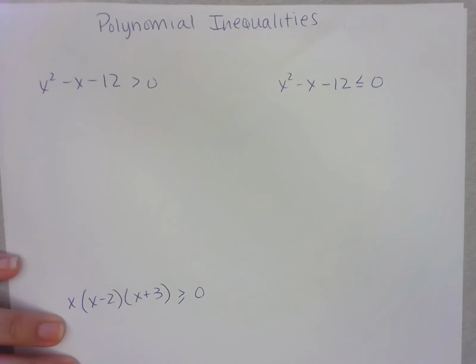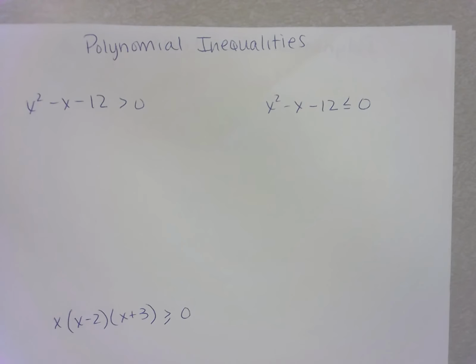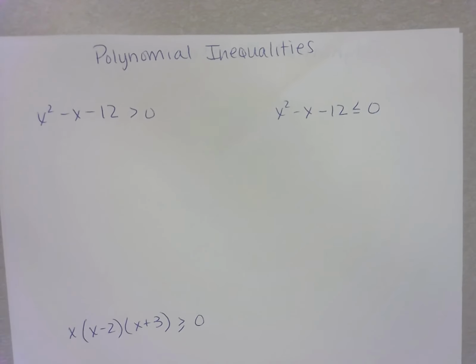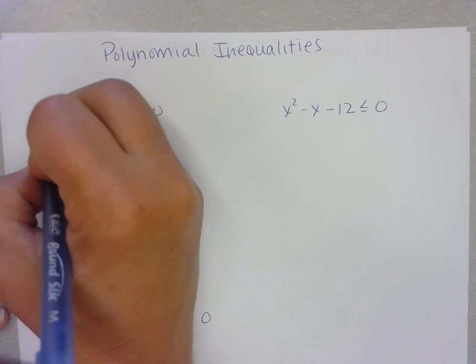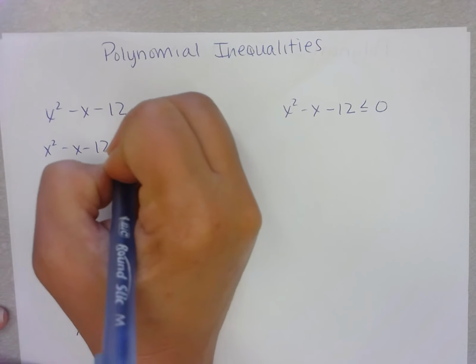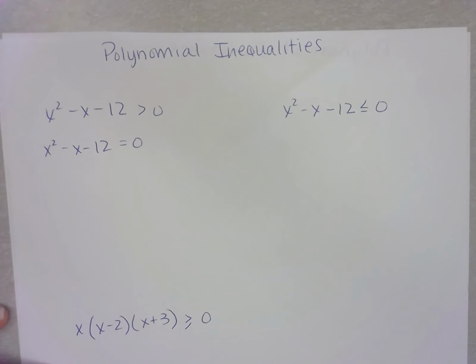All right, so let's look at the last type that we have solved. We've solved normal equations so far, right? We've done absolute value, we've done linear, and now we're going to get into some polynomial inequalities. And again, we attack this very much like if it were x squared minus x minus 12 is equal to 0. So that's what we want to think about first.